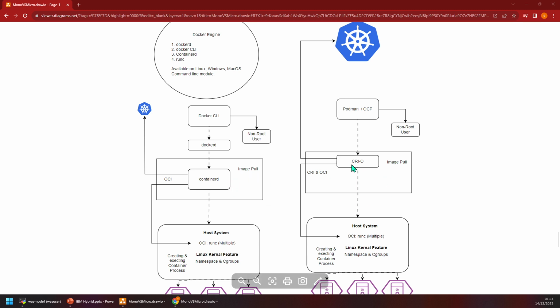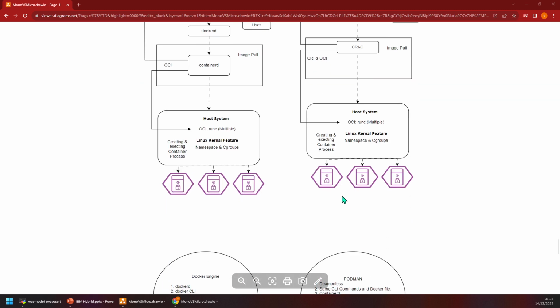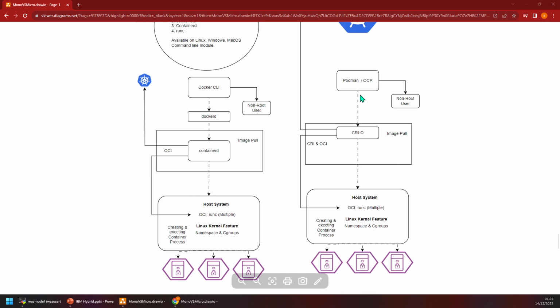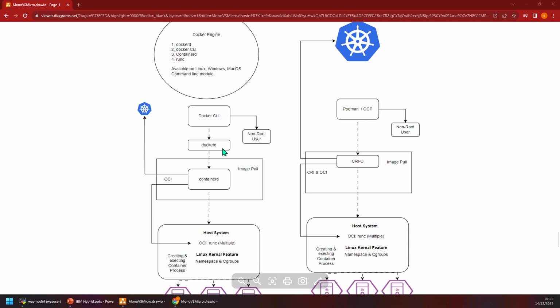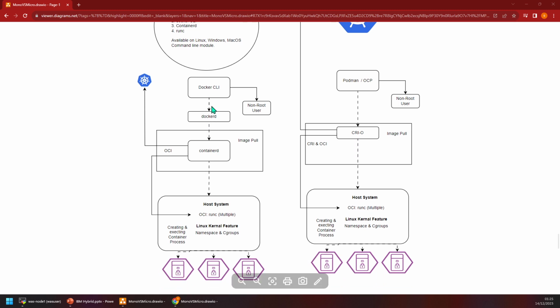But when your solution is towards managing a Kubernetes cluster, which is deployed on your containers using Podman or OCP, CRI-O is the natural choice. There is no debate about whether you should be using CRI-O or not. But what is the difference between CRI-O and Containerd? And why am I comparing CRI-O and Containerd? That's what we are going to check right now in this video.